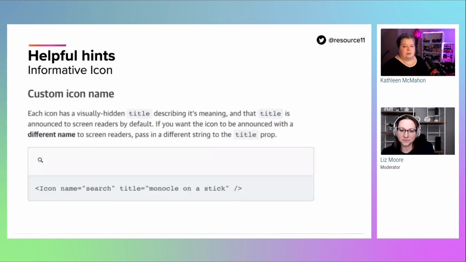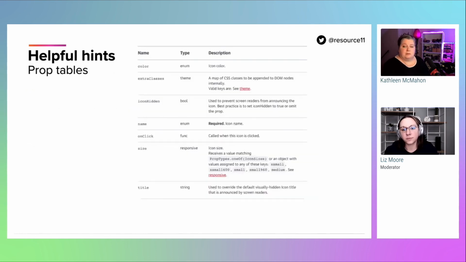When documenting your components, you should add helpful hints to let your developers know how to choose how to implement your components. For example, how to implement an informative icon or a decorative icon. Be sure to add props tables to your components so your developers know which prop does what and what is required.